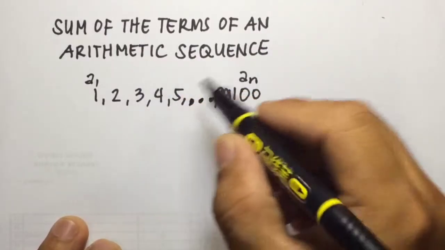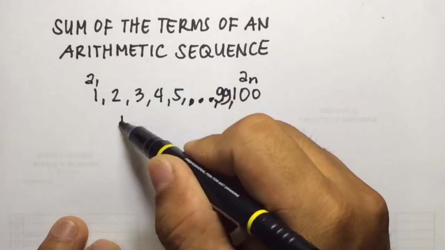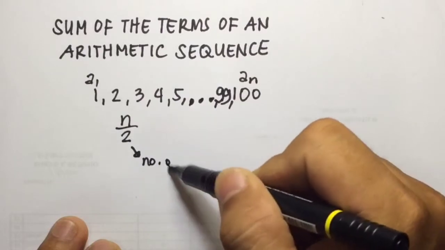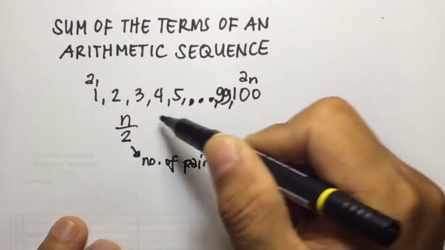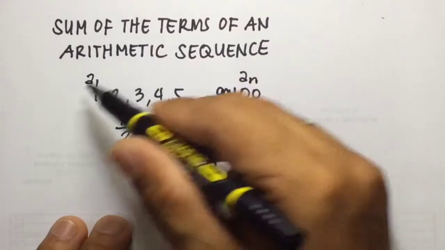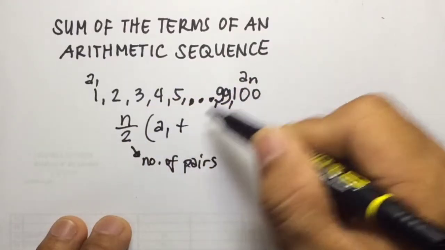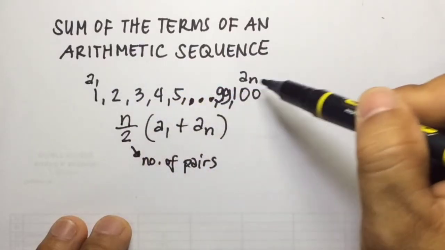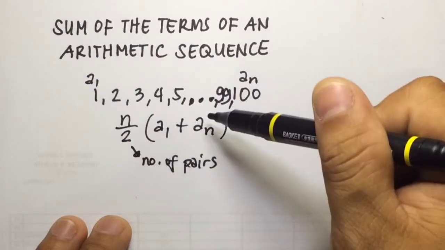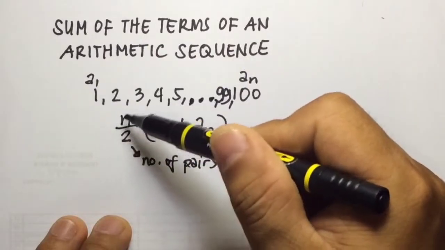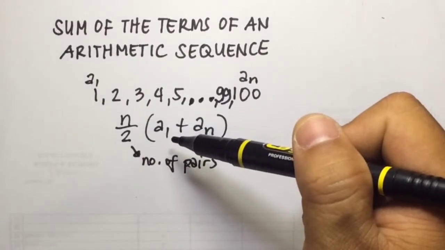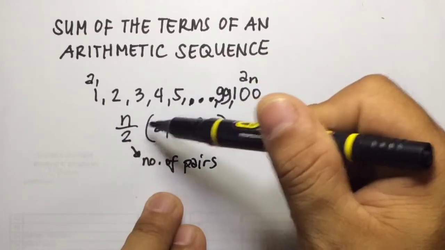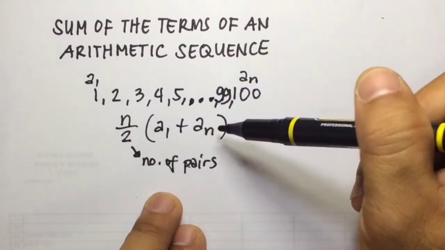So what we're going to do is we're going to have n divided by 2. It will be the number of pairs, then times quantity of a sub 1 plus a sub n. So for this example, a sub 1 here is 1. So 1 plus a sub n, 100, will be 101. Then there are 100 terms. So 100 divided by 2, that will be 50. So there are 50 pairs in this pairing. So we're going to have n over 2 times the quantity of a sub 1 plus a sub n.